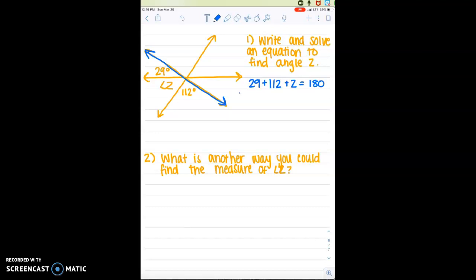So I'm going to take away 29 plus 112, which is going to actually end up giving me 141, from both sides. And that is going to give me that angle Z equals 39 degrees.